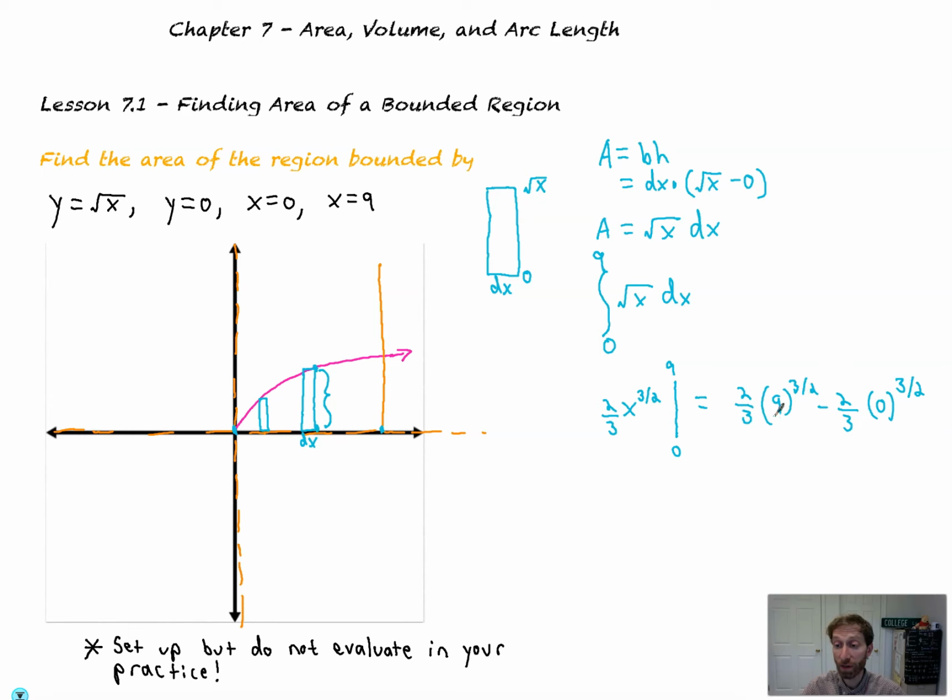9 to the 3/2 is 3 cubed, which is 27. Times 2/3 is 54/3, which is 18. And that's my final answer. This is just 0 here.